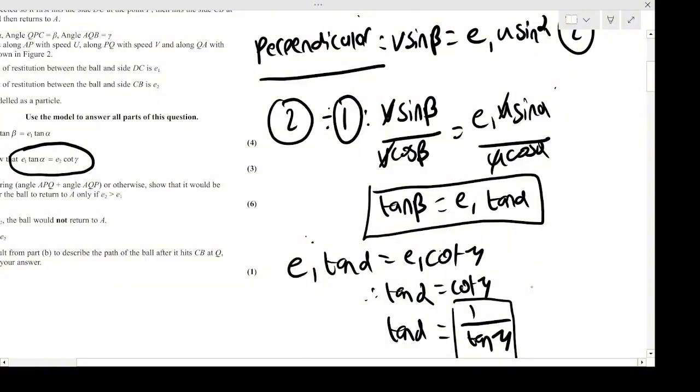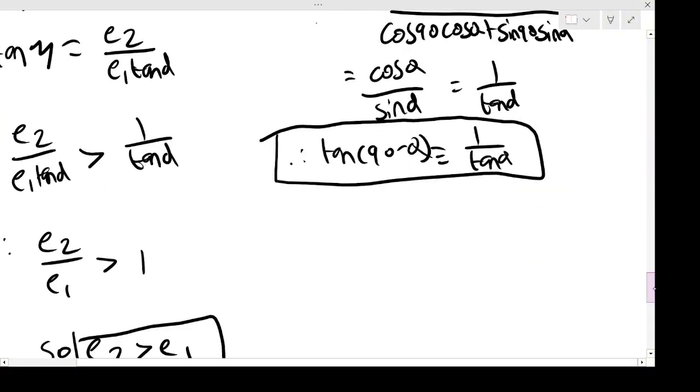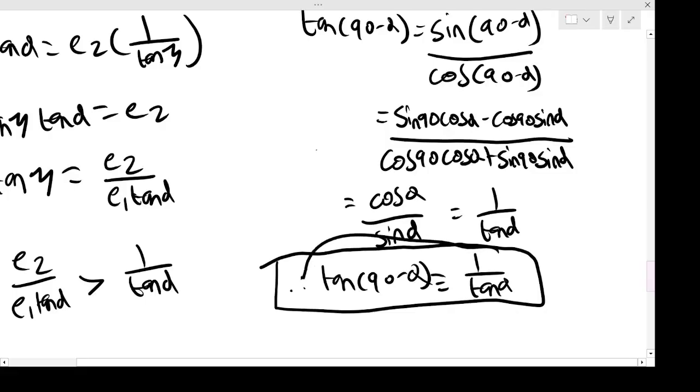But hang on, didn't we prove something just very recently in the previous part? Didn't we show that 1 over tan alpha is tan of 90 minus alpha? Now that will apply for any angle, really. It doesn't have to just be alpha, right? It's an identity, really. It'll work for any angle. So I could just replace alpha with gamma, right? So 1 over tan gamma is tan of 90 minus gamma. And now it's just a straight up tan. It's not 1 over tan, it's just tan. So we can replace 1 over tan gamma with tan of 90 minus gamma.